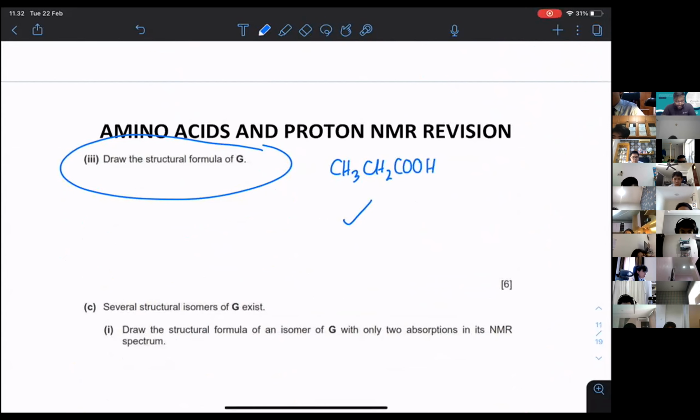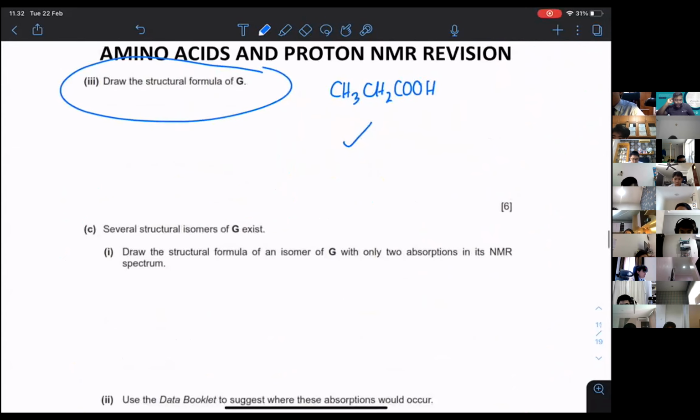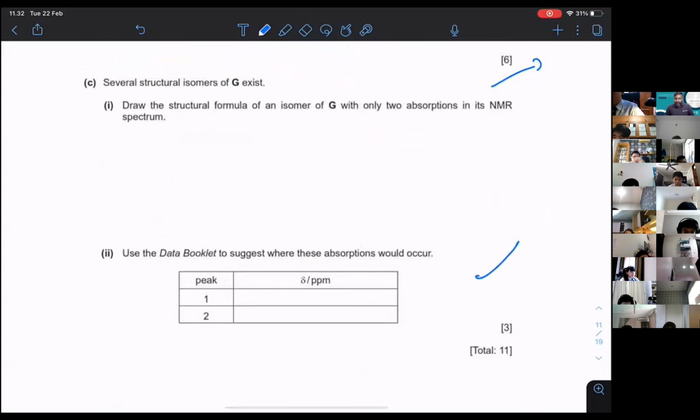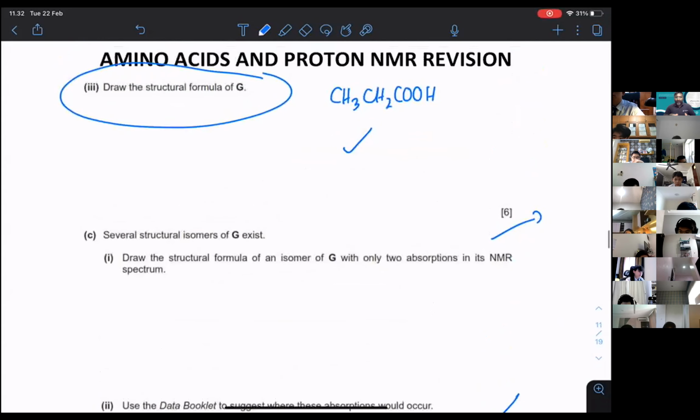And then several structural isomers of G exist. Draw isomers and so on. So this one you can do. We will continue next lesson. Draw, and then use all this information. Just roughly I want you to understand we can solve the questions using all the information that we have learned.